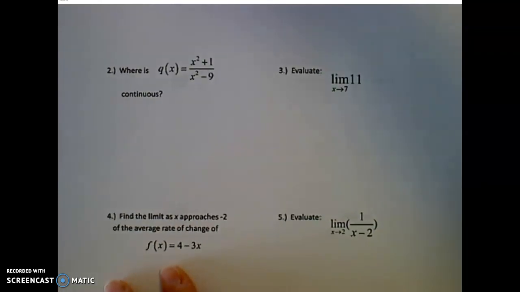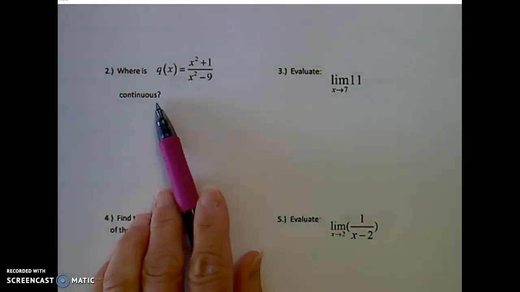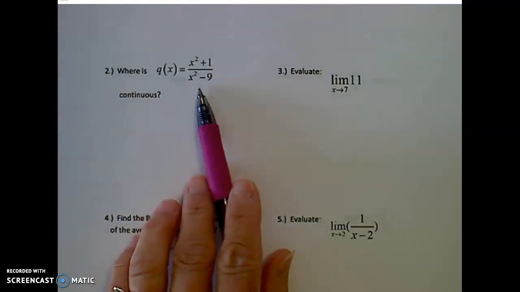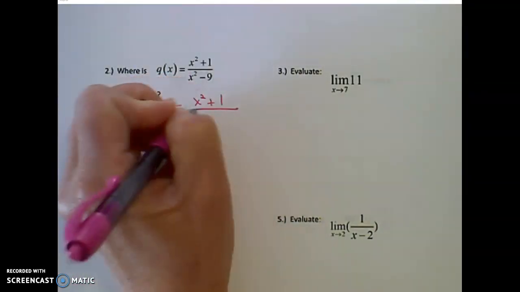All right, we got some problem spots on this next one. Where is this function q of x continuous? It's not continuous everywhere. If I graphed this thing and traced it, I would have to lift my pencil when tracing that function. So this is not a continuous function on the entire domain. Let's see where those discontinuities occur.